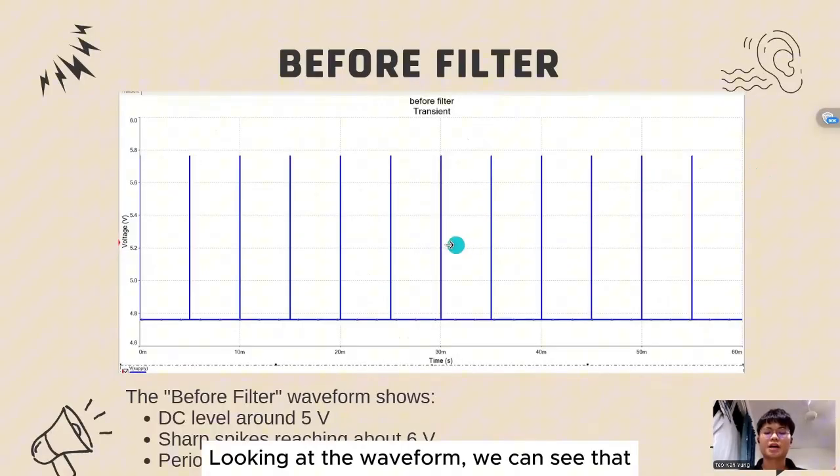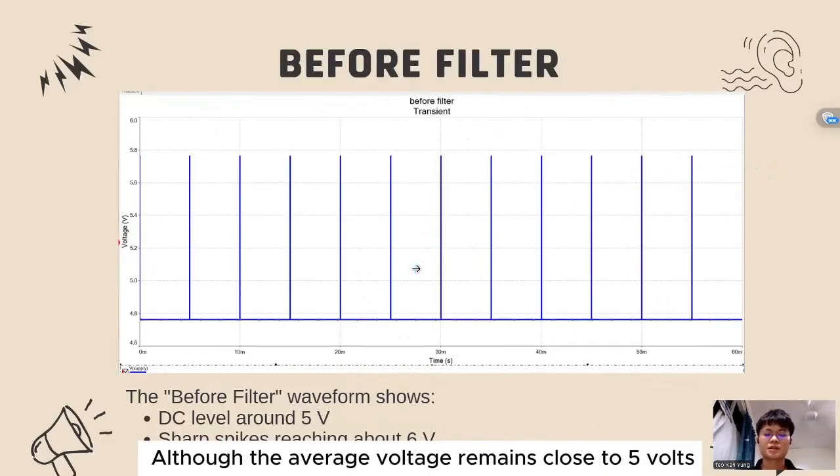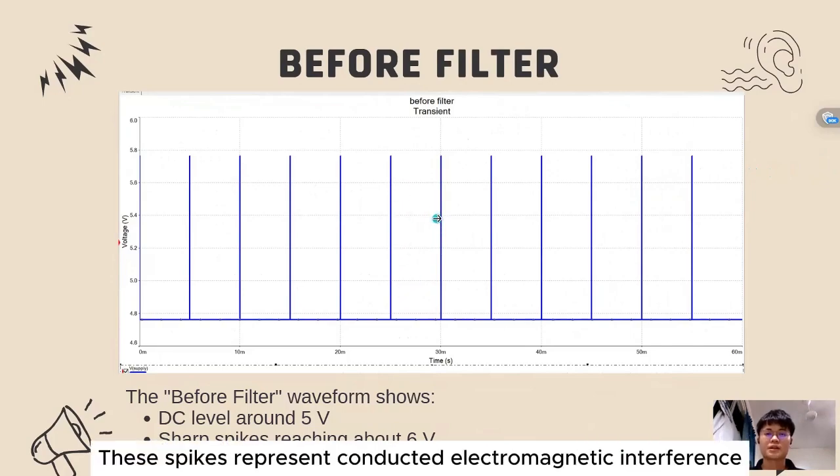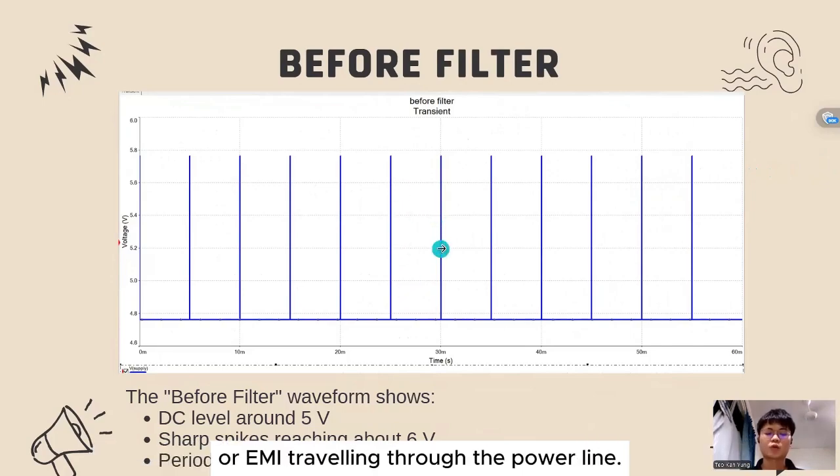Looking at the waveform, we can see that the output is not perfectly smooth. Although the average voltage remains close to 5 volts, there are repeated sharp voltage spikes and high-frequency oscillations. These spikes represent the conducted electromagnetic interference, or EMI, traveling through the power line.